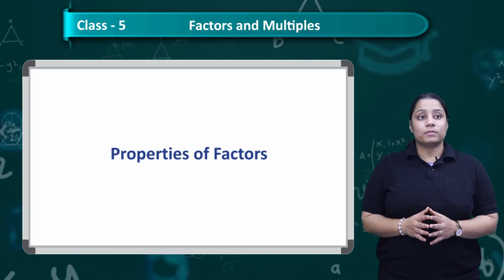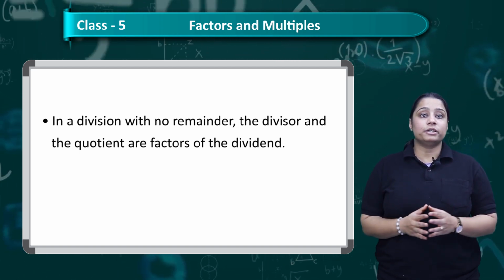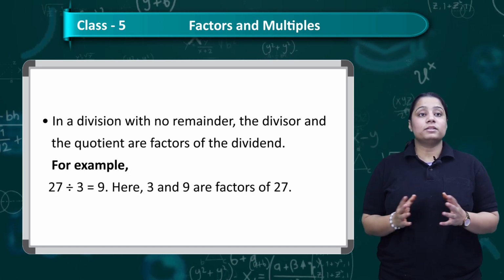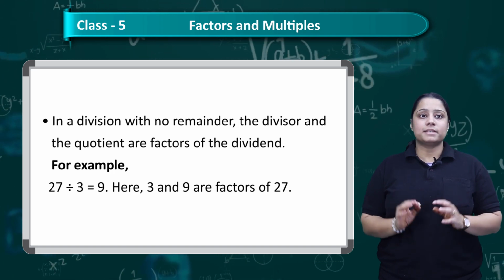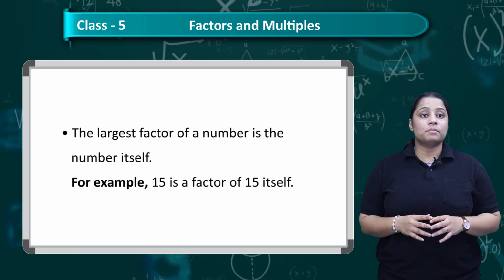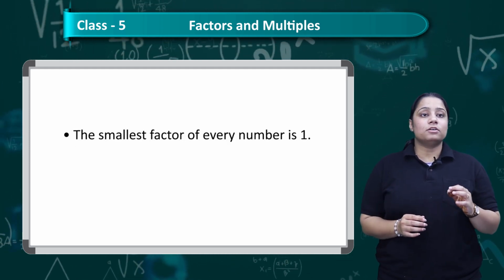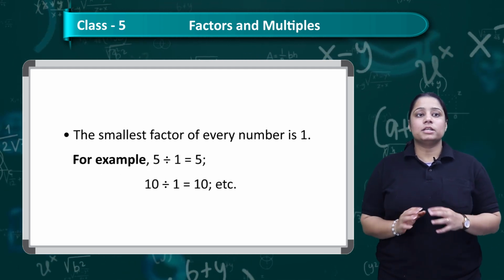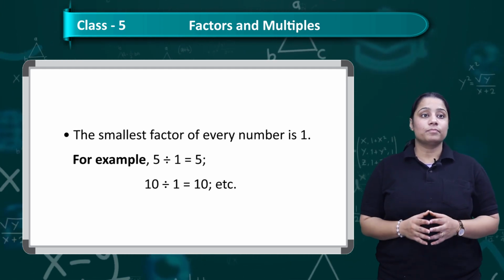Properties of factors. In a division with no remainder, the divisor and the quotient are factors of the dividend. For example, 27 divided by 3 is equal to 9. Here, 3 and 9 are factors of 27. The largest factor of a number is the number itself. For example, 15 is a factor of 15 itself. The smallest factor of every number is 1. For example, 5 divided by 1 is equal to 5, 10 divided by 1 is equal to 10, etc.